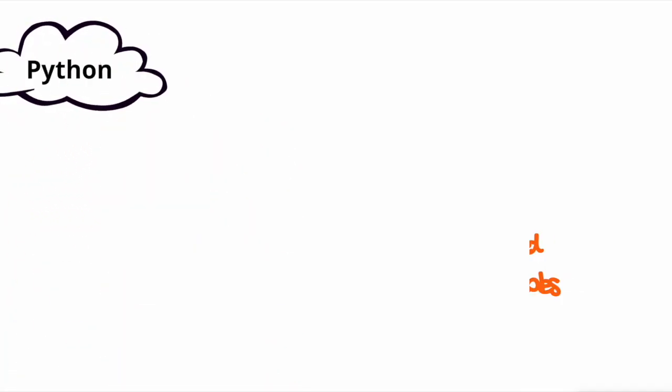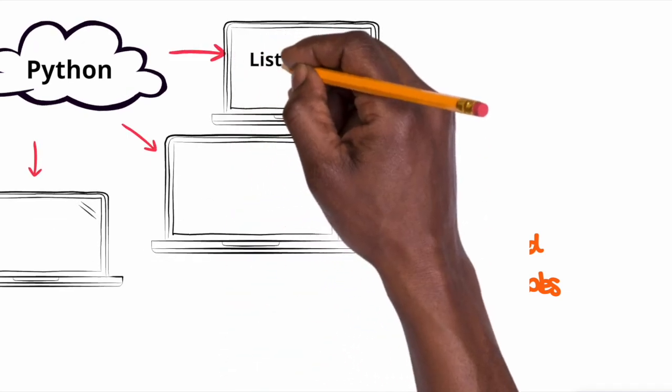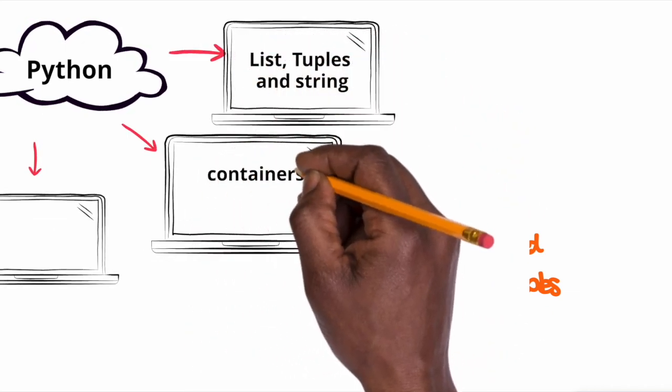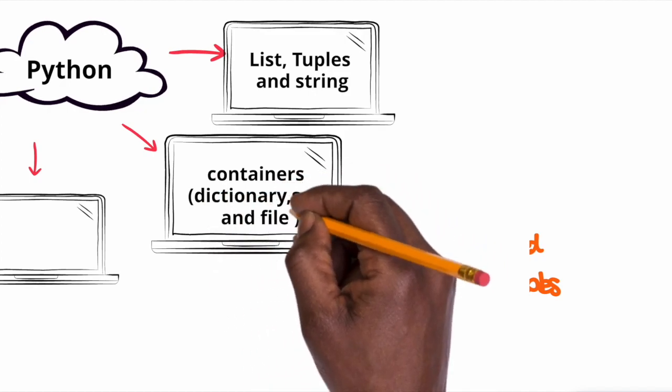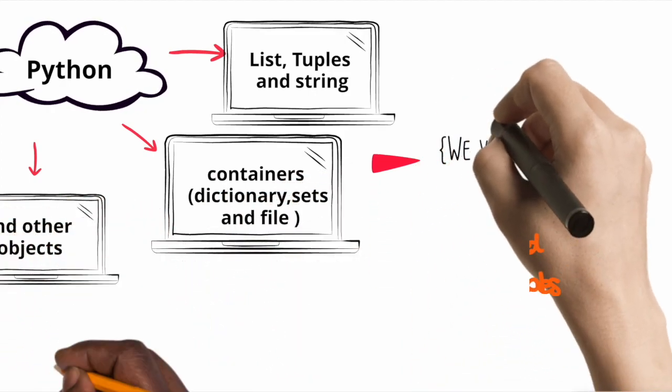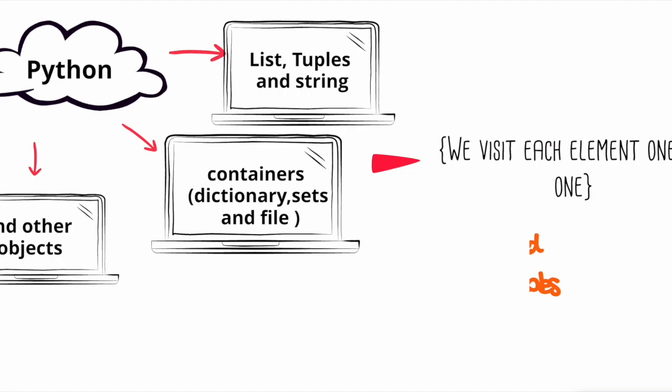In Python, all sequences such as list, tuple, and string, and some containers like dictionary, set, and file object are like your staircase. You can visit each element one by one. This is called iterables.